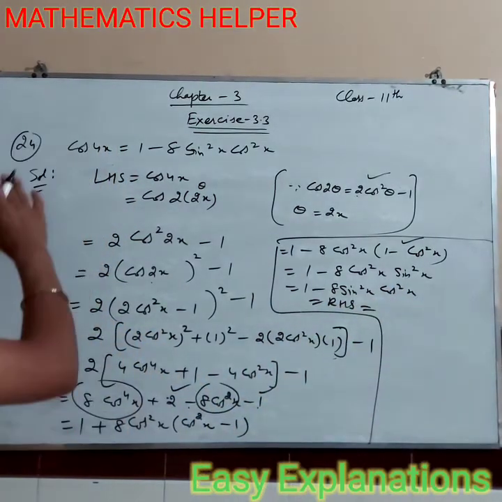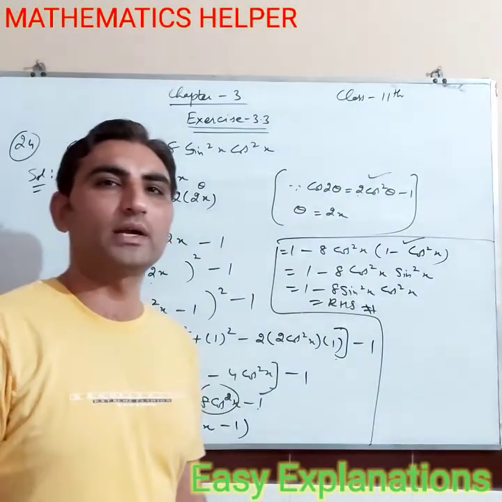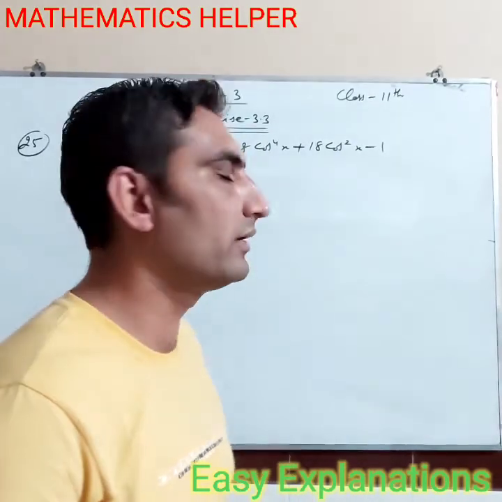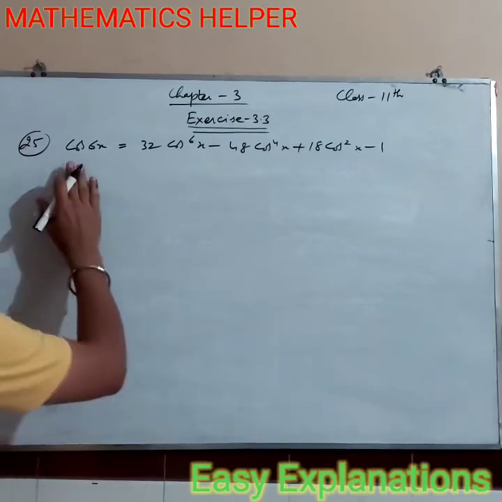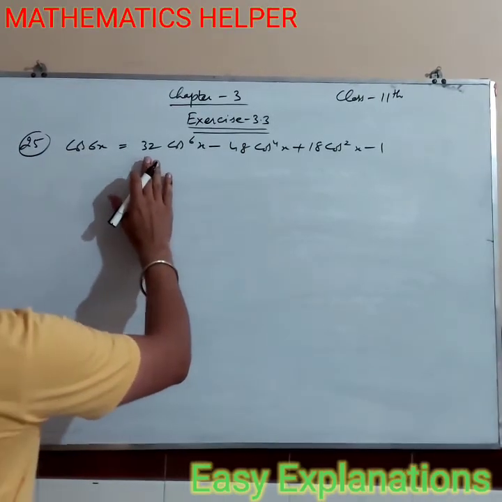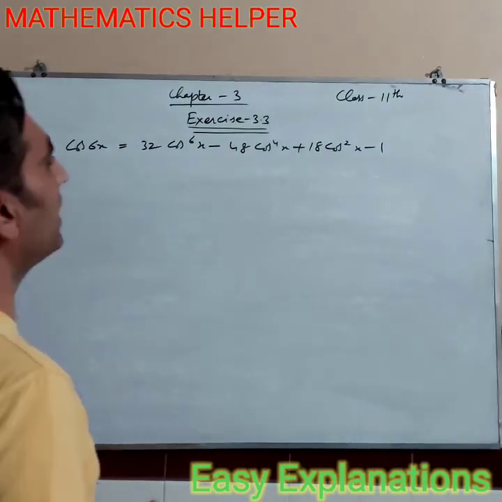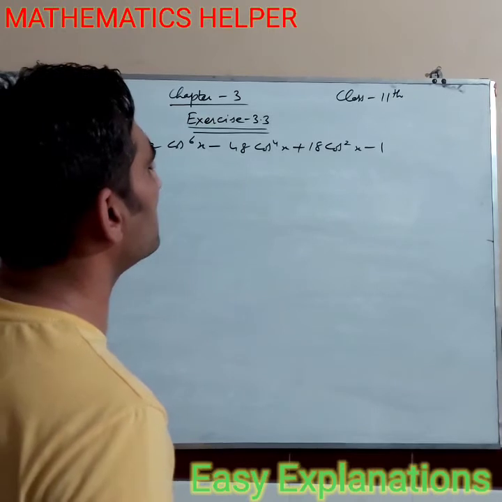So this was our question number 24. See what is given in next question number 25 after this. At last we are on question number 25, which is the last question of exercise 3.3. It is given like this: cos 6x equal to 32 cos raised to power 6x minus 48 into cos raised to power 4x plus 18 into cos square x minus 1.